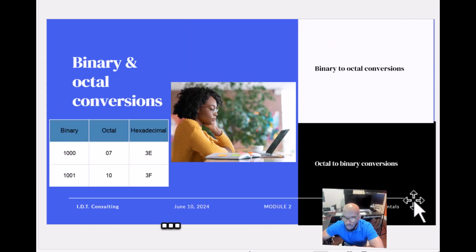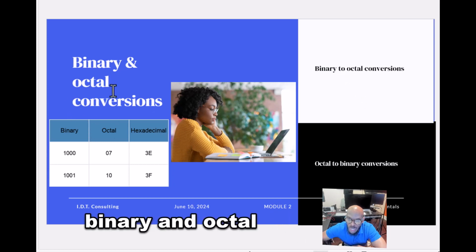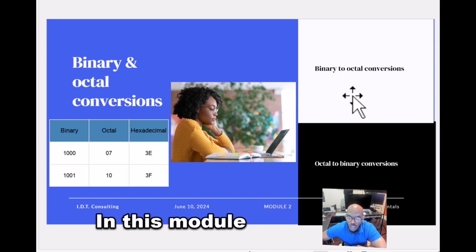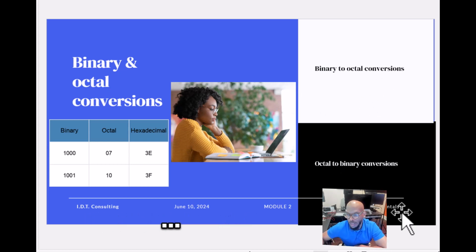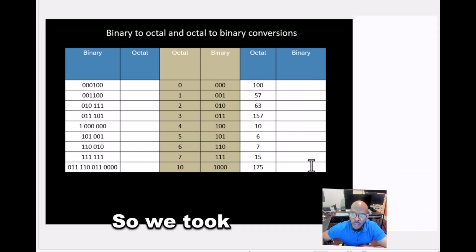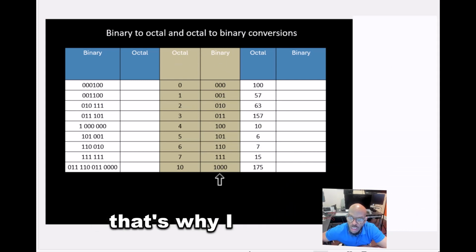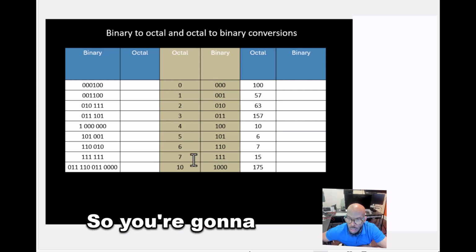So this is module 2, binary and octal conversions. In this module, you will learn how to convert from binary to octal and octal to binary. So we took this chart from up above, so that's why I told you need to learn that chart. It takes 3 bits to make one octal number because it starts over with 7. So you're going to break your binary bits up into groups of 3. So let's do it.